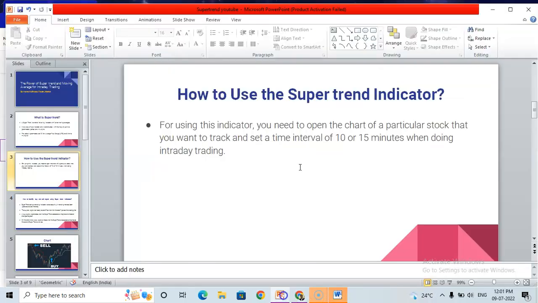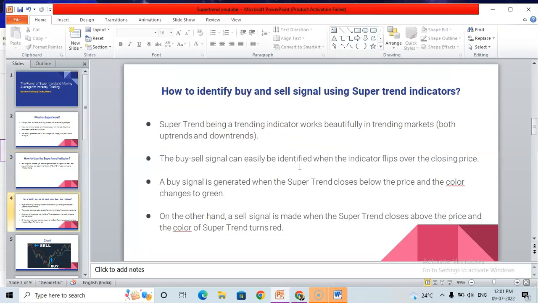Then, how to identify the buy and sell signal using the Supertrend indicator? Now you came to know that Supertrend is used when the market is trending. So how will you come to know that it is a buy or a sell? The buy or sell signal can be easily identified when the indicator flips over the closing price.